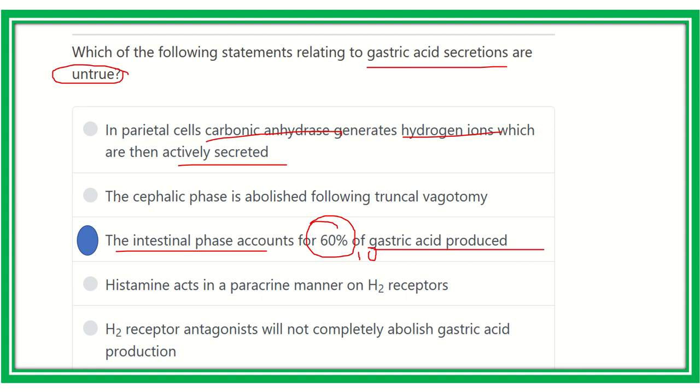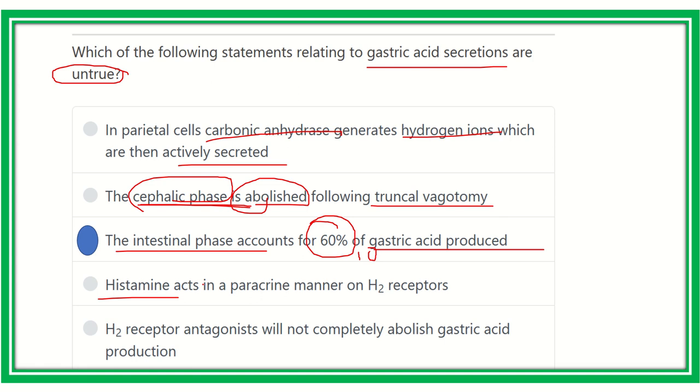The second option: the cephalic phase is abolished following truncal vagotomy. We know that in the cephalic phase, the smell and taste of food cause release of hydrochloric acid from the parietal cell of the stomach through the vagus nerve. So when truncal vagotomy is done, there is no sensation through the vagus nerve to the stomach wall, and there is no secretion of hydrochloric acid in the cephalic phase.